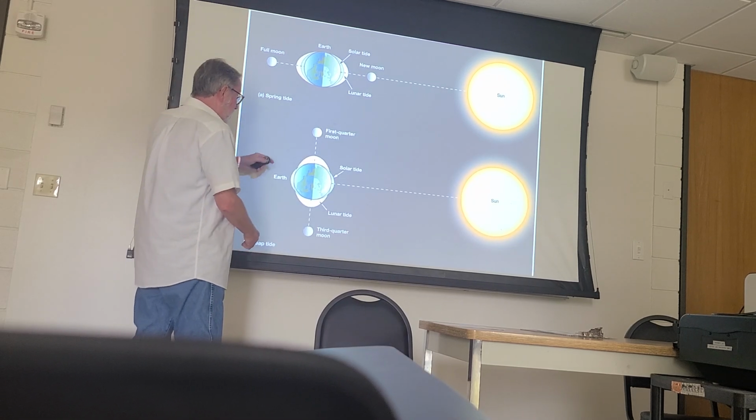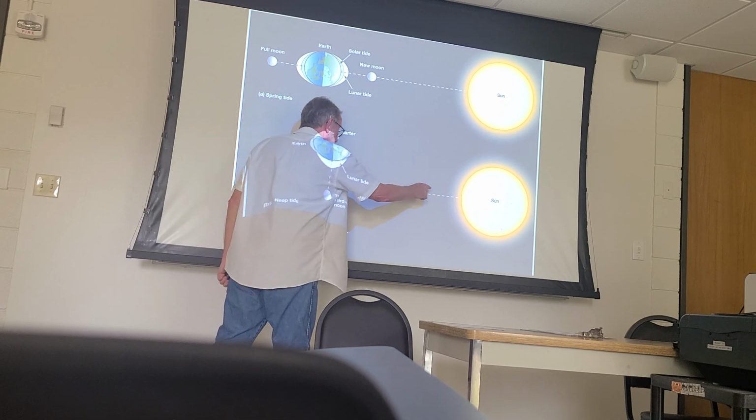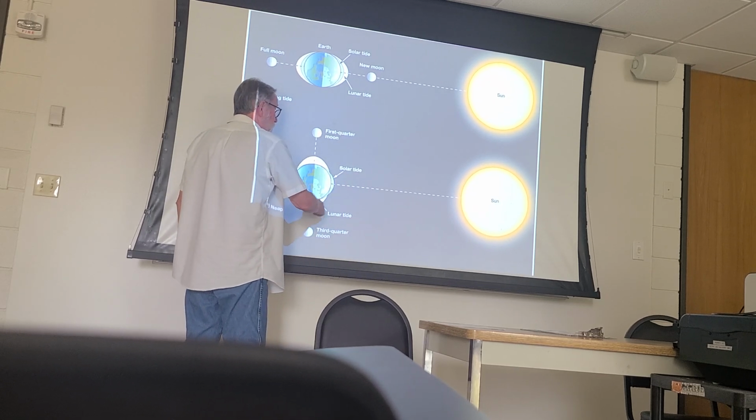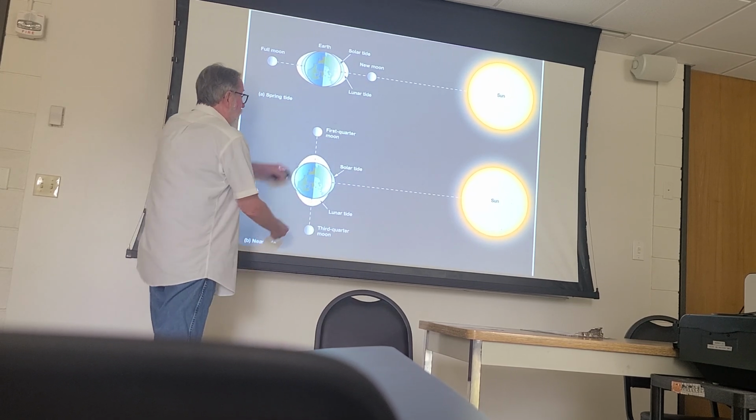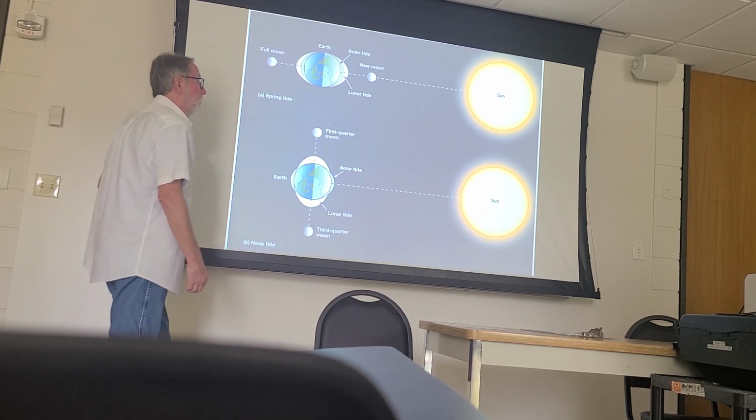So this is a neap tide. So the moon's here or here, and the sun is here. So there's not going to be that big of a change between these two. Moon's pulling this way, sun's pulling that way, they counterbalance each other.